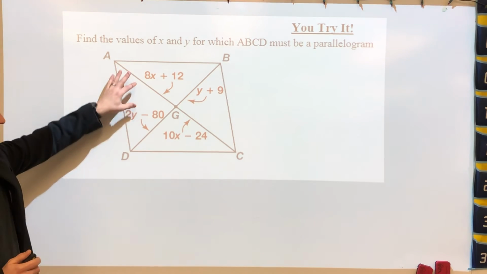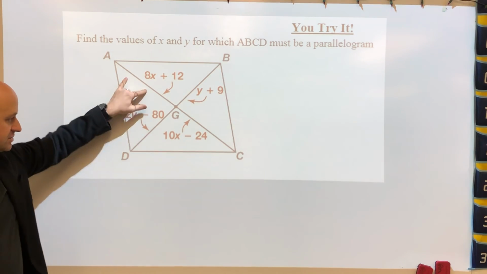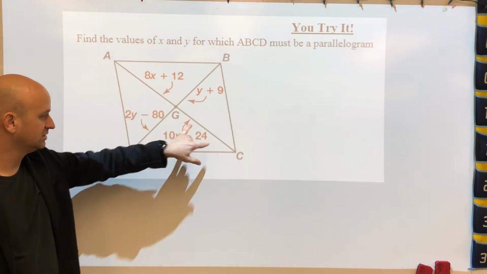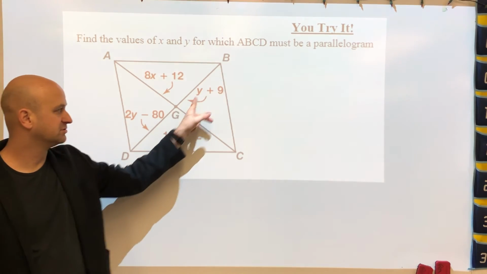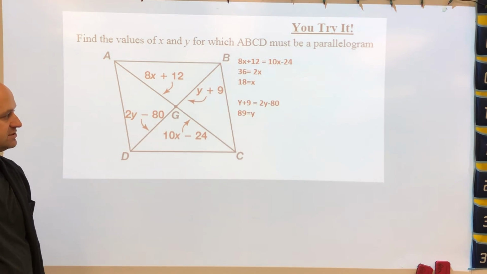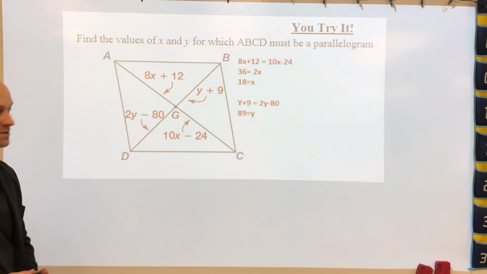All right, now here's the diagonal property of a parallelogram. So we go back to what we remembered. Diagonals are going to bisect each other. So this will equal this part. This diagonal part will equal that diagonal part. And so we go ahead and solve these two, and we would get these two answers.